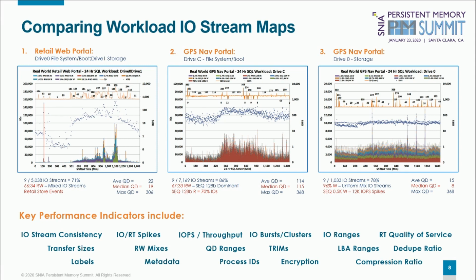So when I look at these, you can see that on the left, I've got retail web portal, which is based on different kinds of activity and different kinds of IOs. In the middle, I can see boot a C drive with a lot of cache activity being dominated by 128-byte reads. And on the right, you can see a more consistent pattern of labeled data that shows up as a random 4K, 8K, 16K type workload that we expect to see in corner case testing.